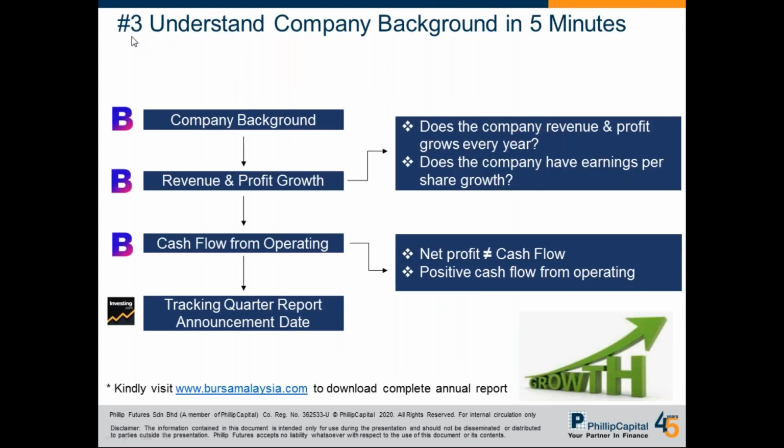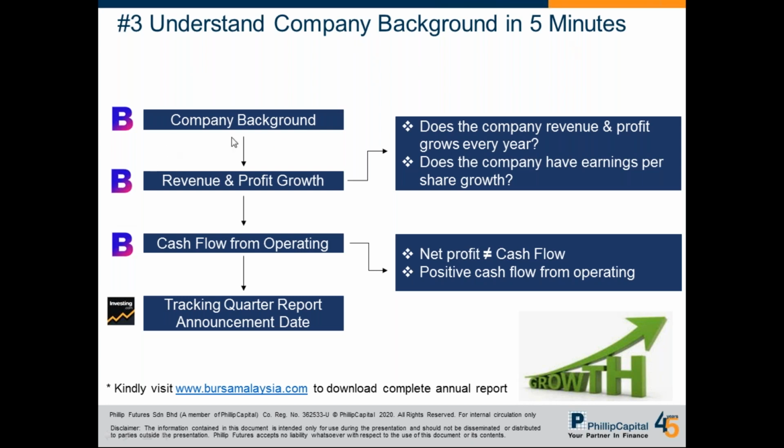Now, let's move on into tip number 3, which is to understand a company background in just 5 minutes. All right. So we covered we understand the cycle, we understand the trend, which company to trade. From there, the company that we want to trade next will be the particular company with an uptrend. So we identify the trend, identify what industry we want to trade. Next, we will be looking at company background.